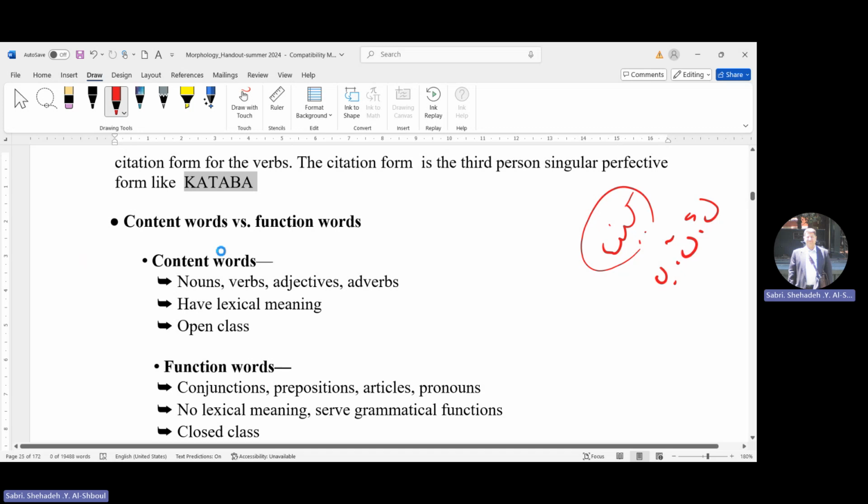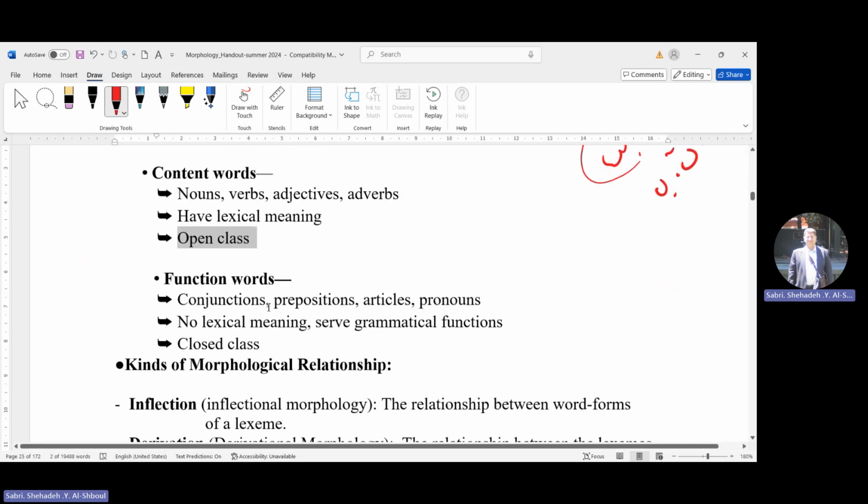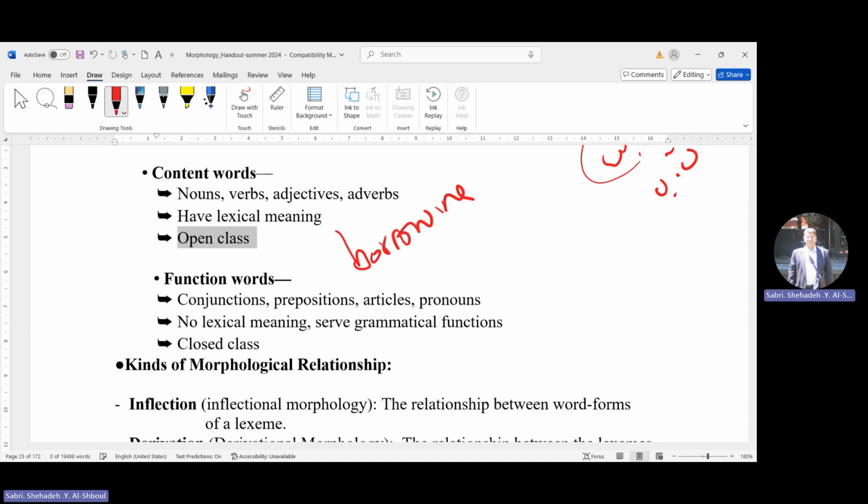Now, content words versus function words. Content words are the words that are like nouns, verbs, adjectives. They have lexical meaning. They have content, right? They bear meaning, semantic features, and they are open class. When I say they are open class, I mean they are subject to borrowing. So when we look into the borrowed forms in any language, we find that content words occupy the highest rate of the borrowed forms.